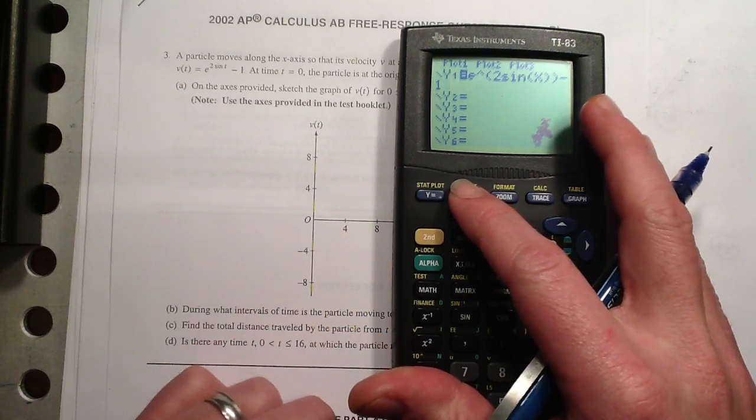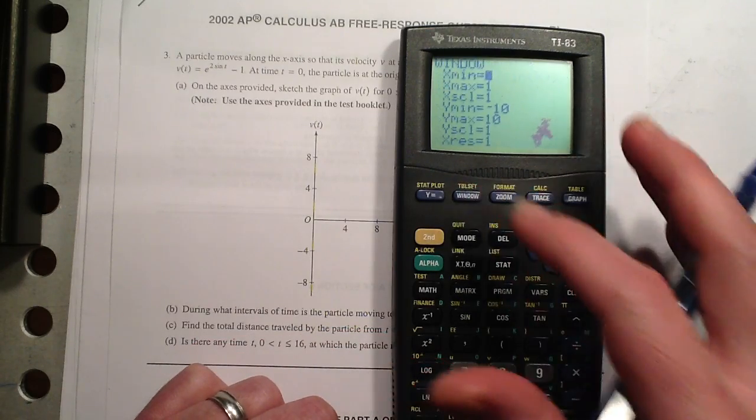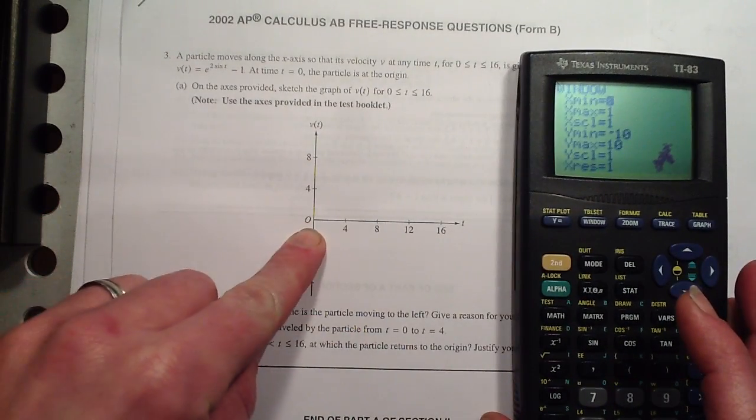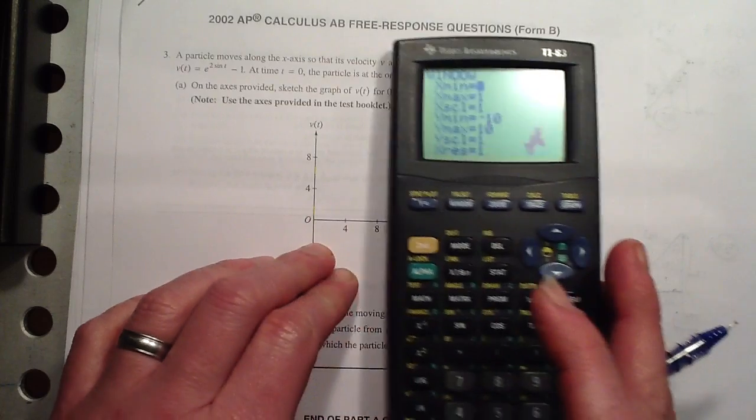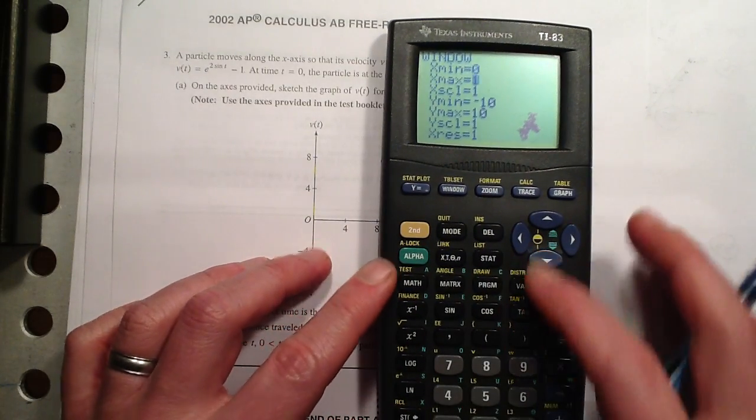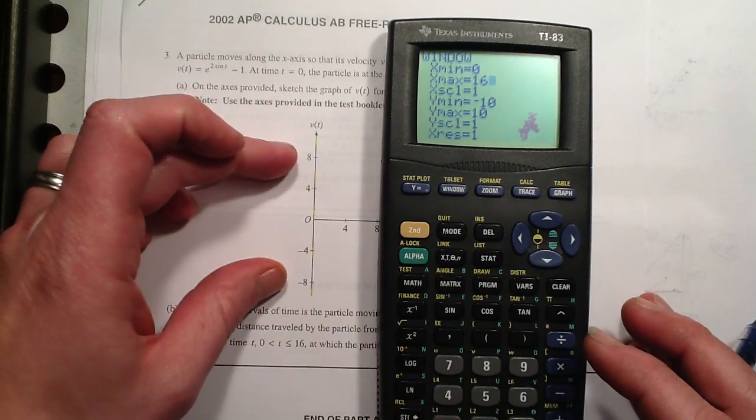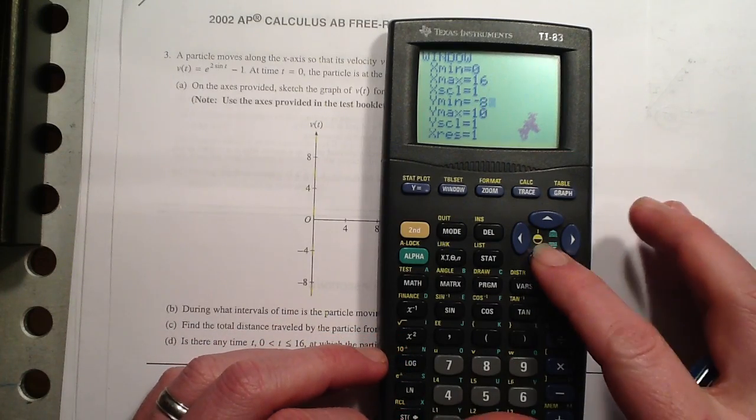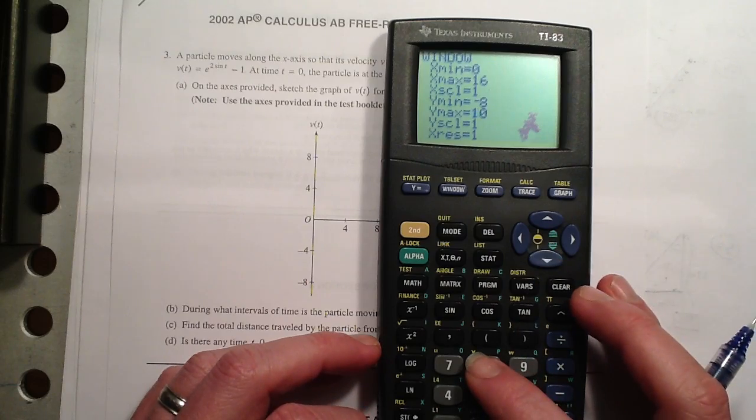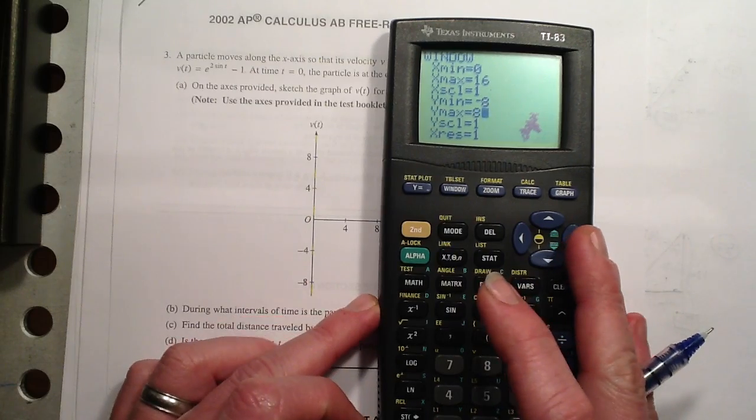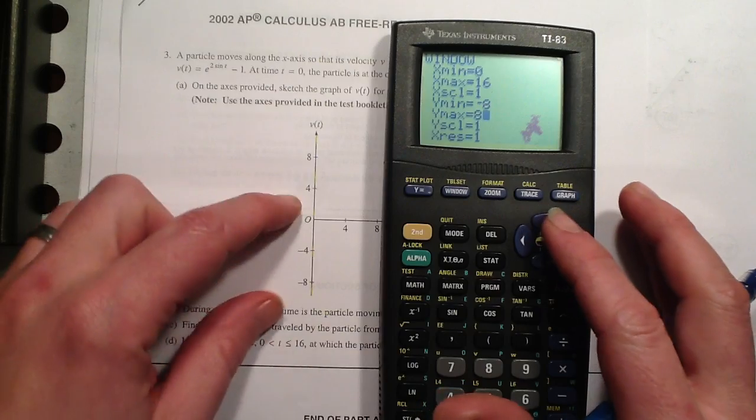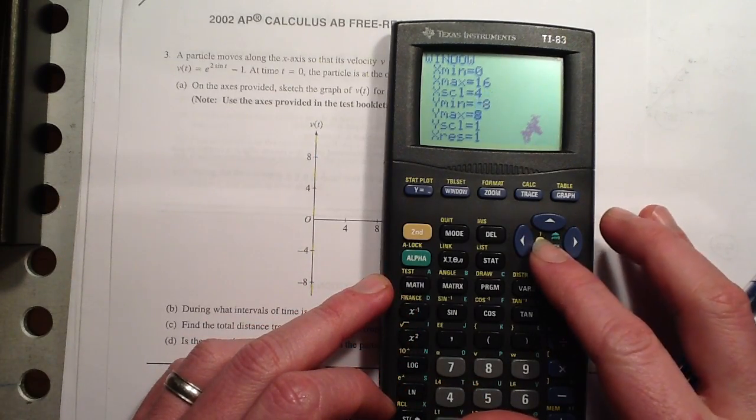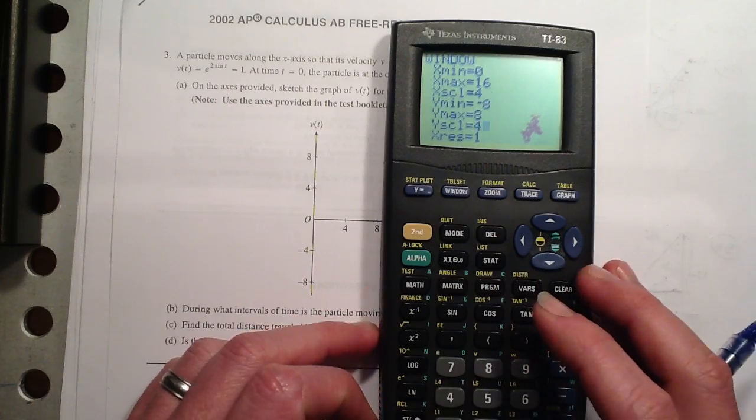And before I graph that, I'm going to change the window to a window like what they have here. Looks like we want x values from 0 to 16 and y values from -8 to 8. And everything's scaled by 4s, so let's make our scale the same too. Let's make the scales on both of them just like their graph.